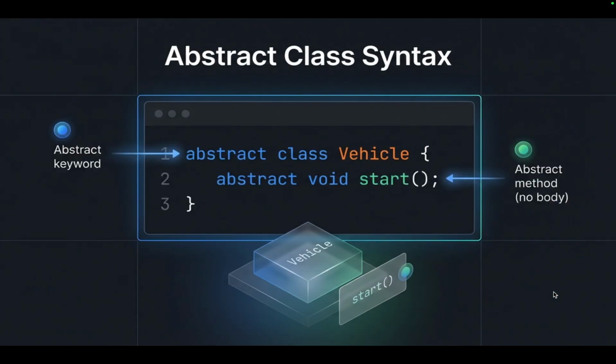Abstract class syntax. Here you can see a simple syntax of an abstract class. We declare the class using the abstract keyword. It can contain abstract methods without a body. This defines what the class should do but not how to do it.